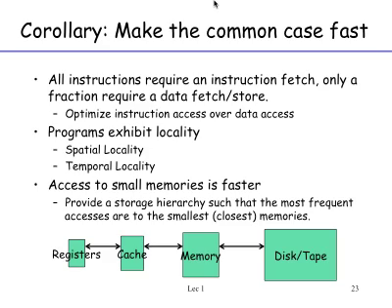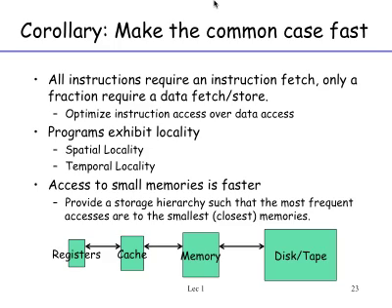The other locality is temporal locality. That's looking at the time scale: in the next moment, the next few cycles, you have a very high probability that you will access the same data. That's the temporal locality.